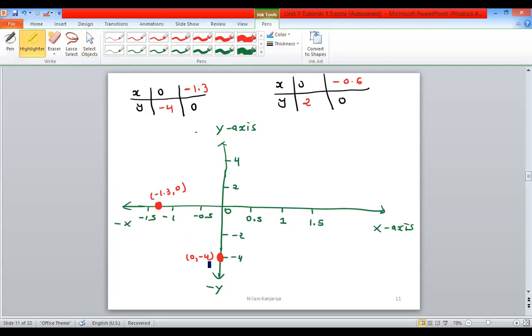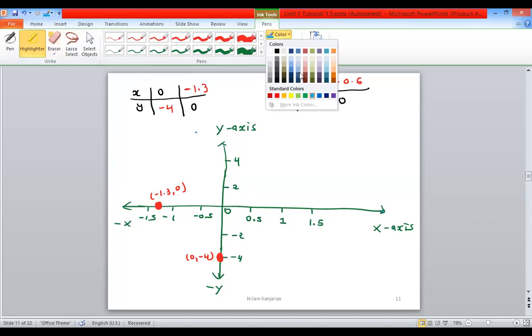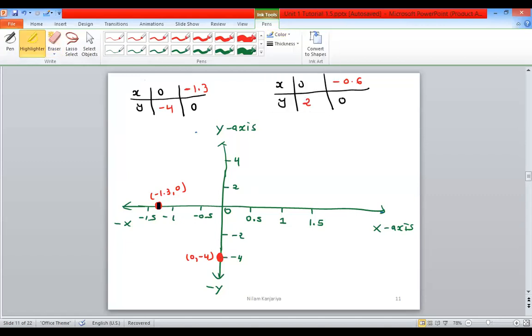So what happened here? When you join the two points, you got this is the first line. Now draw the second line.